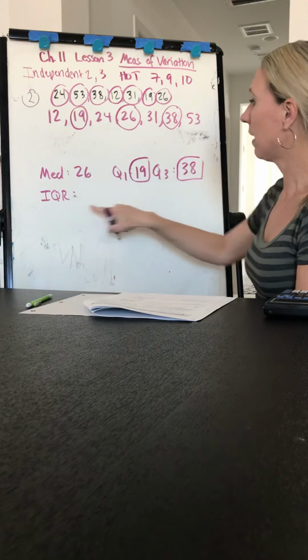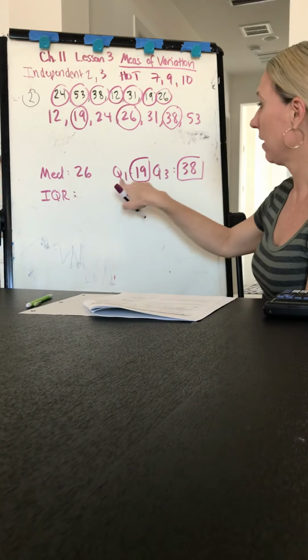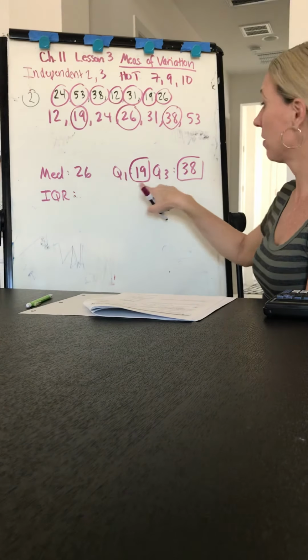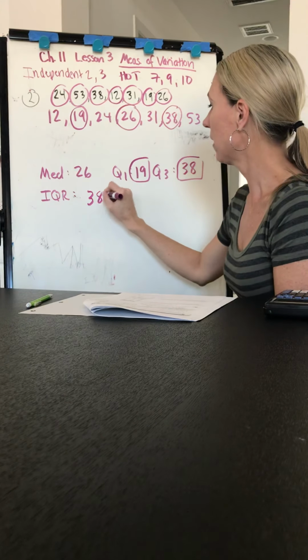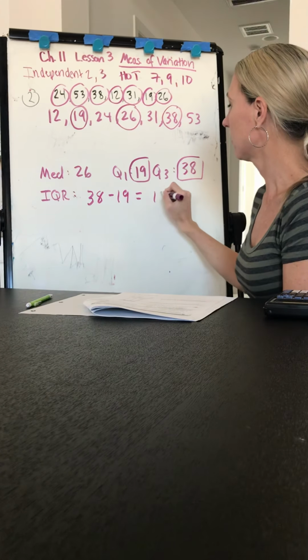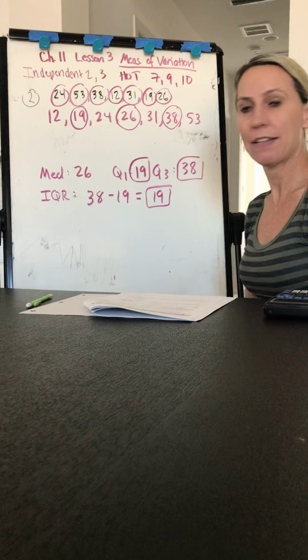Okay, and then the last one is the interquartile range. You take Q3 minus Q1. So 38 minus 19 gives us 19. Okay, and that's problem 2.